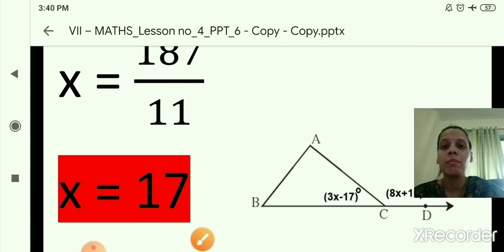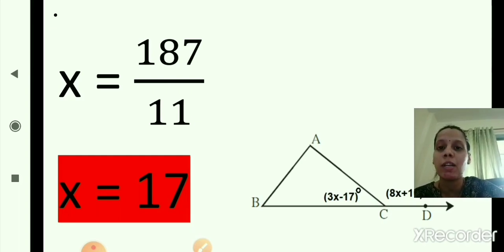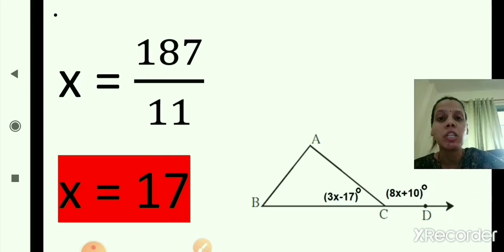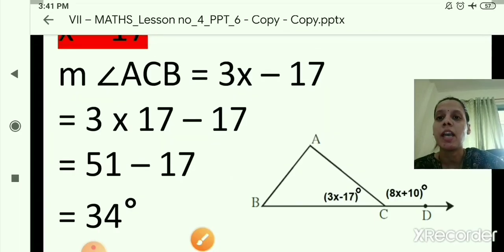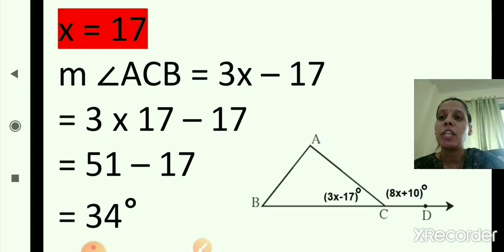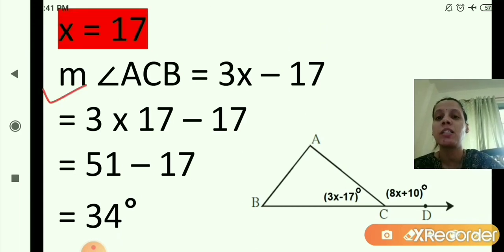Now what is the next step? Now we got the measure of x. Now we will put this value in these measures which are given in the question, that is 3x minus 17 degree and 8x plus 10 degree. Correct. We will put the value of x in these measures which are given in the question. So the next step is, yes, as you can see here, this is the next step. Measure of angle ACB. Yes, what is the measure of angle ACB given? Correct, 3x minus 17 degree. See here, measure of angle ACB is equal to 3x minus 17 degree.